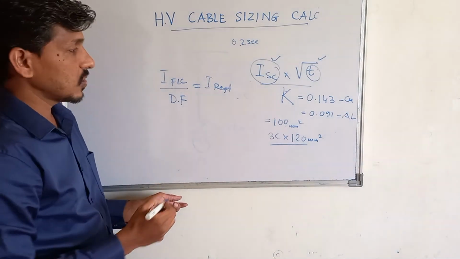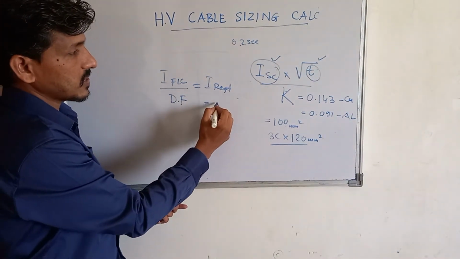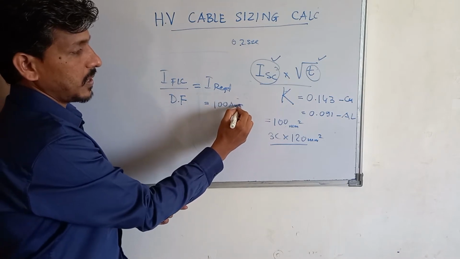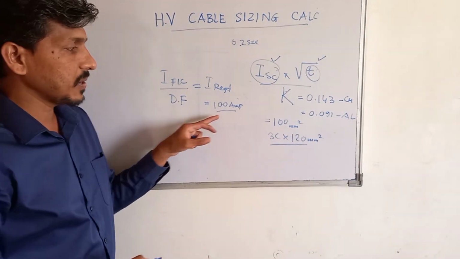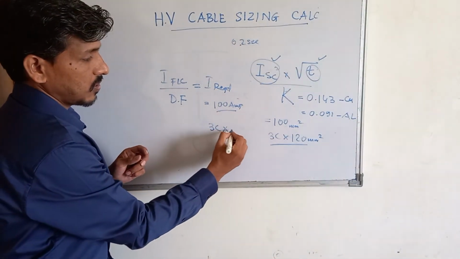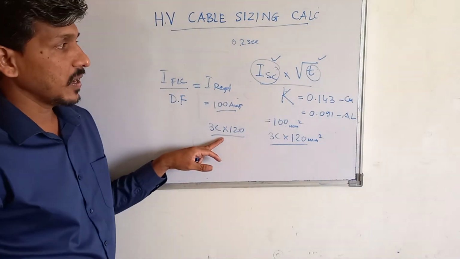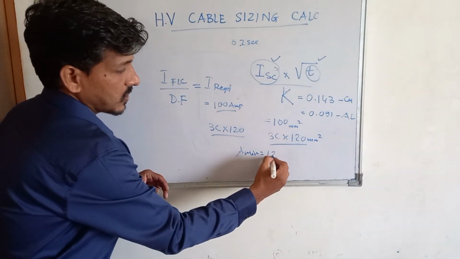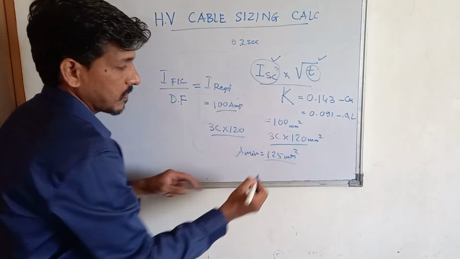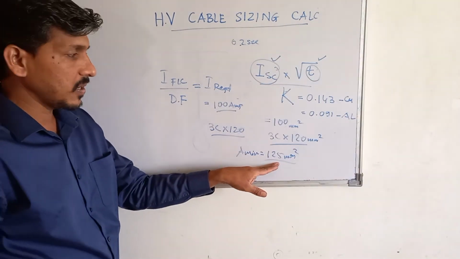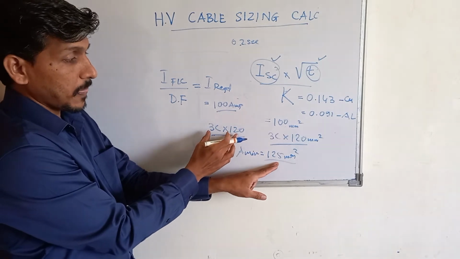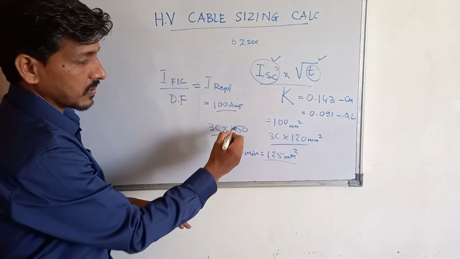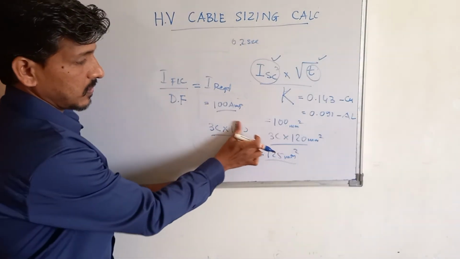Let's say your required current is coming to 100 amperes. Based on that, you are selecting a cable, let's say 3-core 120. And your minimum cross-sectional area has come to around 125. So for this 125 square mm requirement, you can't select 120. You have to select above this 125, that is, at least you have to go for 150.